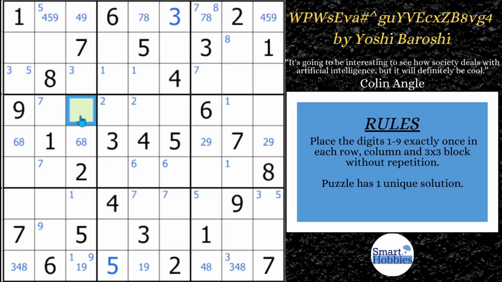We know it can only be a 3 or a 4 because we can't have a 1, 2, 5, 6, 7. The 8s are part of this hidden pair, or a 9. Now we have to figure out, is it going to be a 3 or is this going to be a 4? Let's look at the candidates.